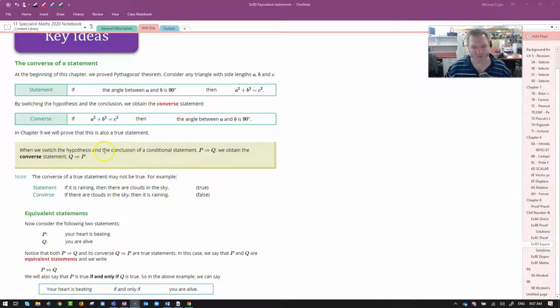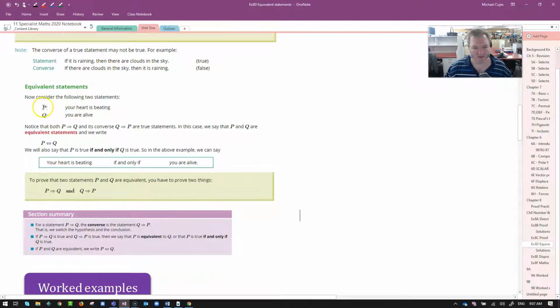The main thing you get out of that: when we switch the hypothesis and the conclusion, so instead of P implies Q, we can obtain the converse, Q implies P. Equivalent statements are statements such as the following. If P is your heart is beating and Q is you're alive, P implies Q and Q implies P. If your heart's beating, you're alive. If you're alive, your heart's beating. You could break it down to fractions of seconds and say it wasn't beating at that particular second, but you get the idea of it. These are equivalent statements, and the other way we talk about these is "if and only if". You'll sometimes see that written as IFF for if and only if, just a shorthand way of writing that.